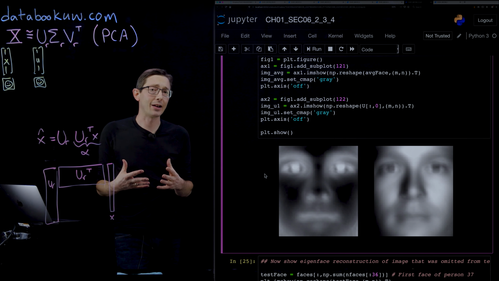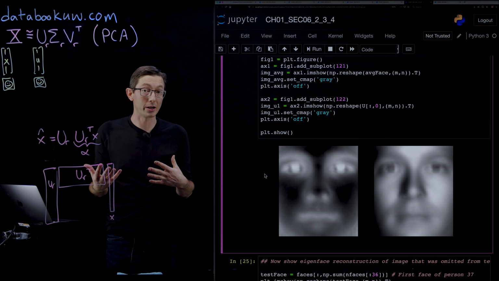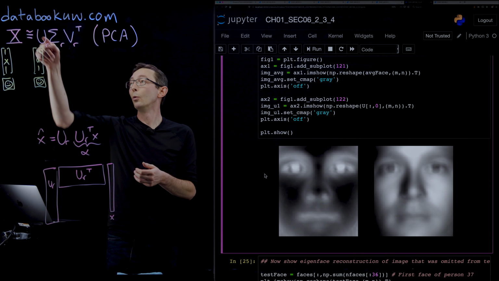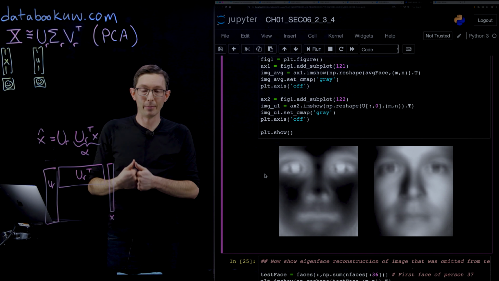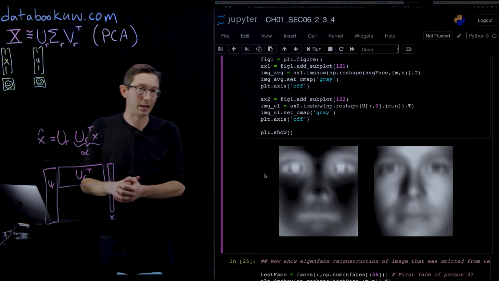Okay? It's actually kind of how the Fourier transform image compression or wavelet image compression works. We all agree on the basis, and then we just send the coefficients of the basis. Okay, so this is another way of thinking about it.